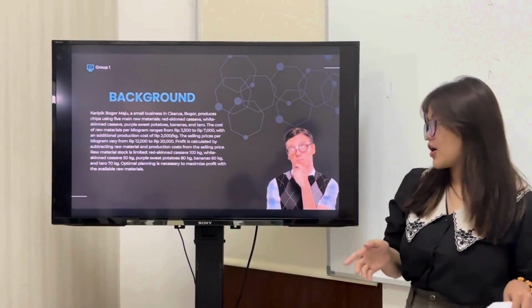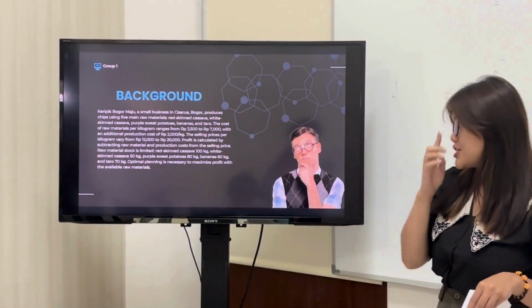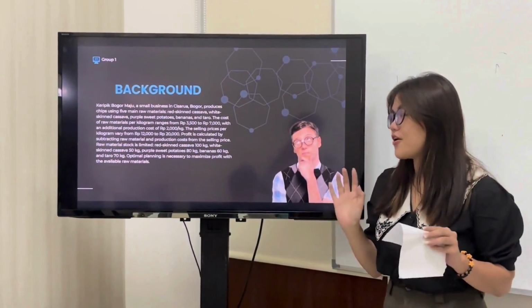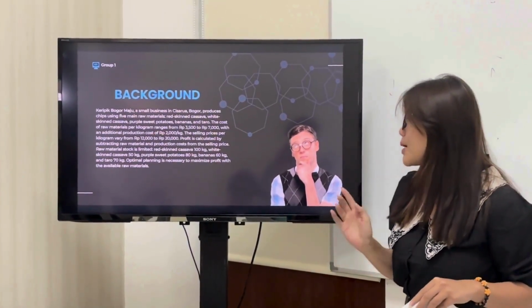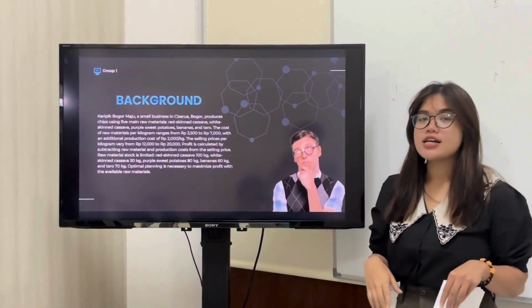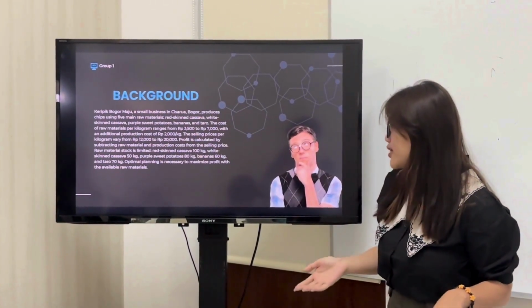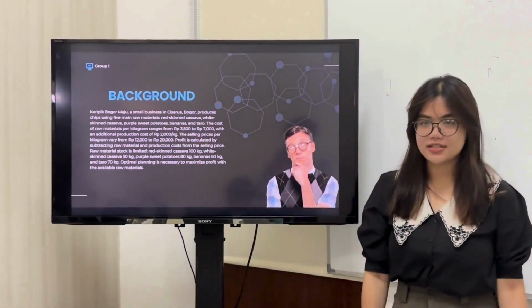Raw material stock is limited: red skin cassava 100 kg, white skin cassava 50 kg, purple sweet potatoes 80 kg, banana 60 kg, and taro 70 kg. Optimal planning is necessary to maximize profit with the available raw materials.